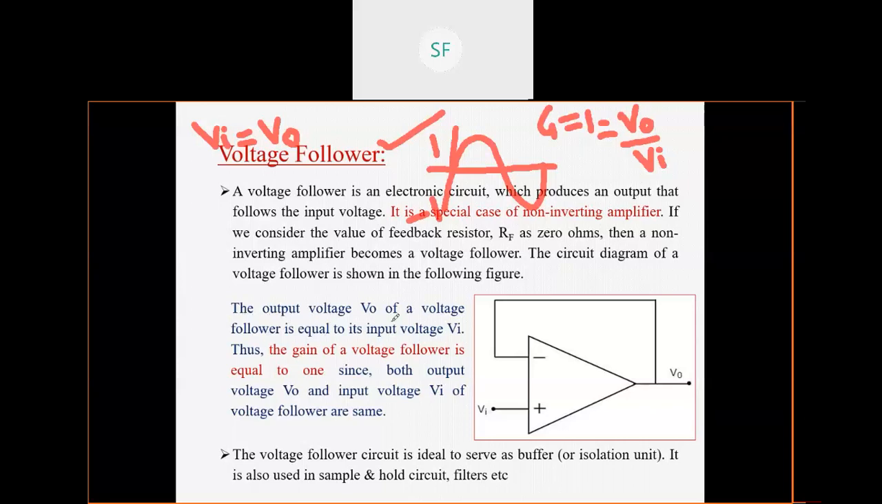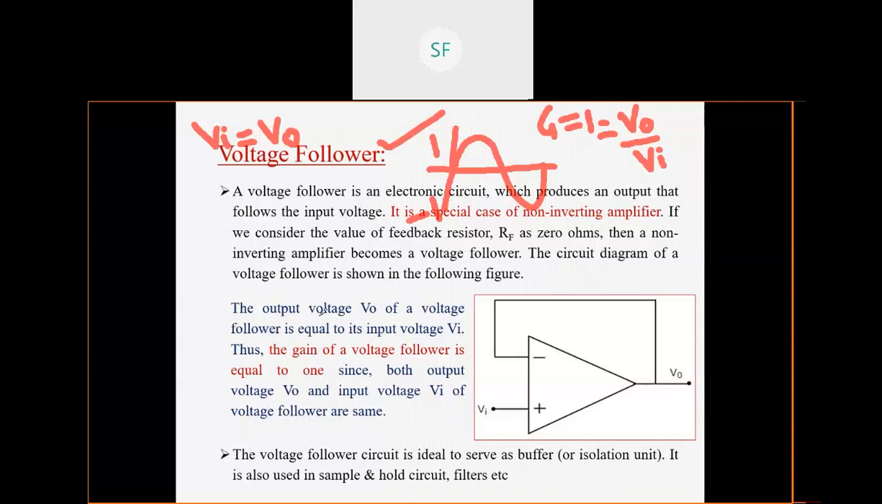The output voltage VO of the voltage follower is equal to its input voltage. Thus, the gain of the voltage follower is equal to 1, since both the output voltage VO and input voltage VI of the voltage follower are the same. So, one and the same thing.